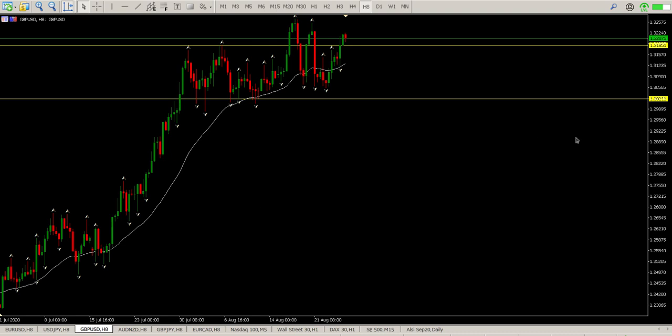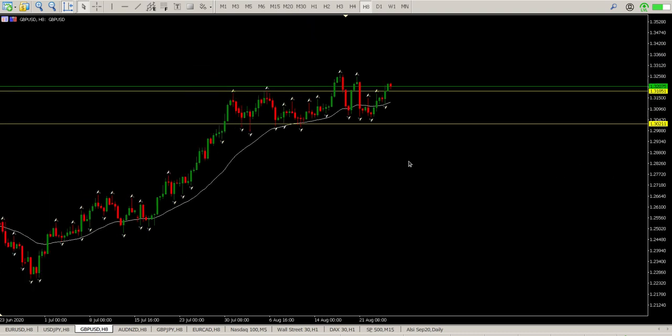Pound USD. So looking at this, we are still ranging. I have closed above this area here, and we have also found the top over there.